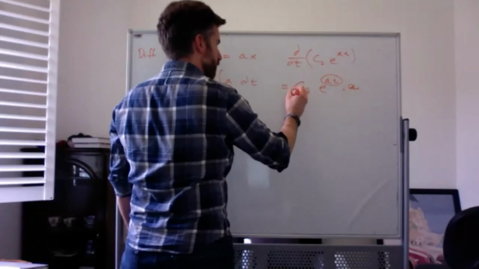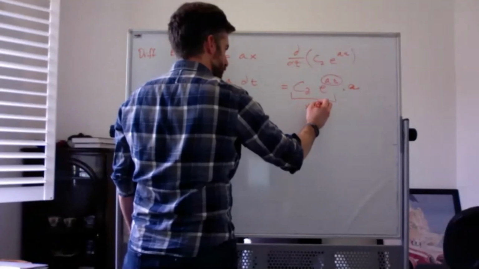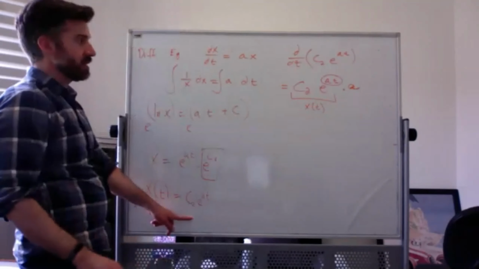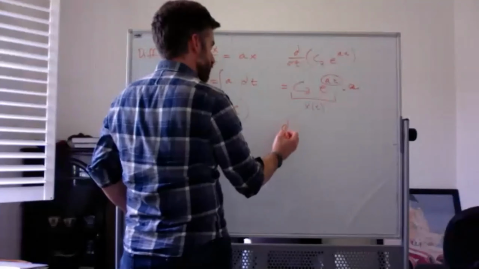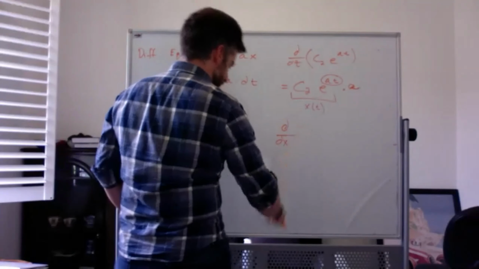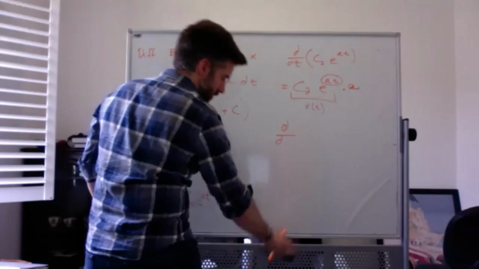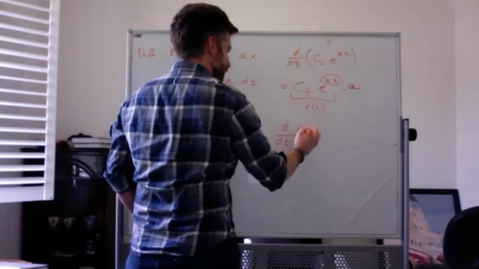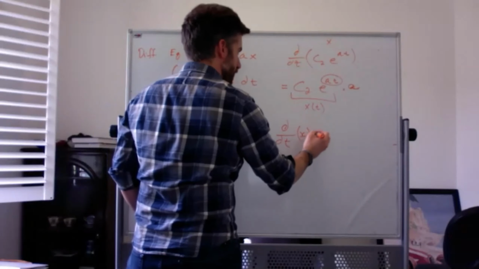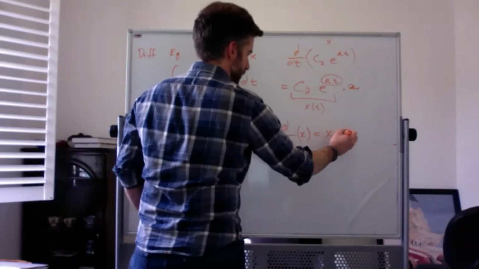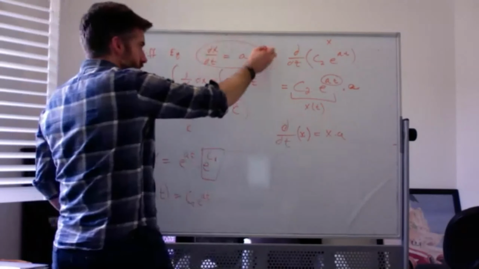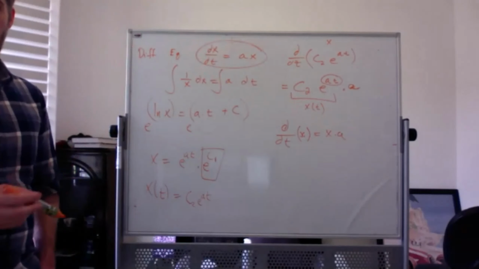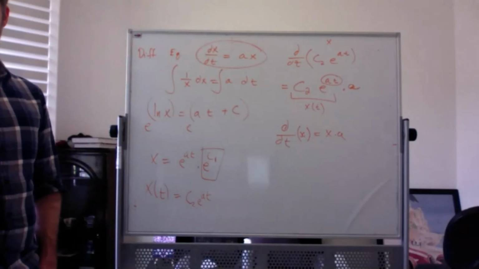And look, our x is that. So our derivative, I keep writing d dx, it's so natural. The derivative of our x is equal to our x times a. So we did indeed solve this differential equation. We found the solution to dx dt equal to x times a.